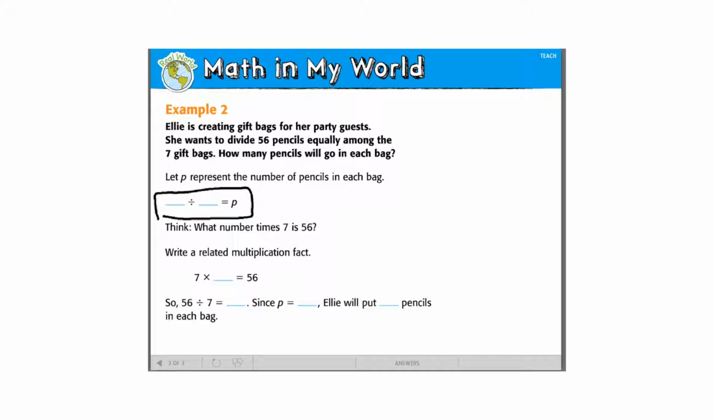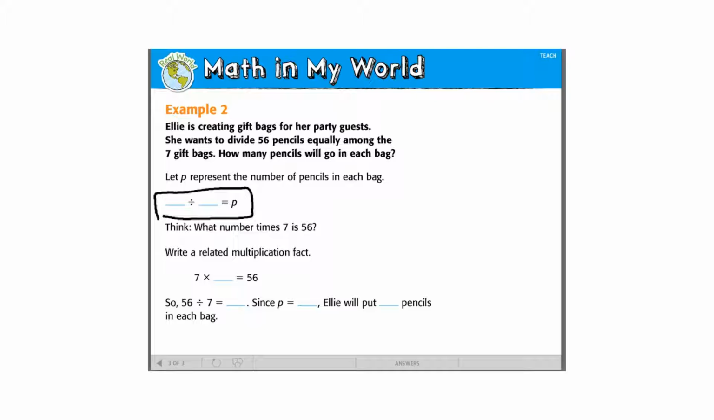We're going to get into writing equations in a future lesson, but they kind of gave you a little bit of an introduction into doing that here. So they're using the letter P as an unknown variable. The letter P represents the number of pencils that are going to go in each of the bags. So it's unknown because we don't know what it is. So we're talking about algebra a little bit here, because algebra is where you use letters to represent numbers when you don't know what they are.